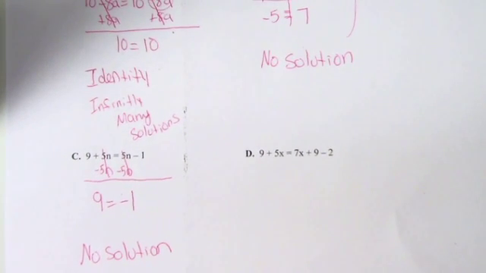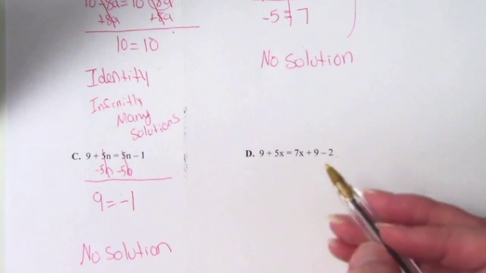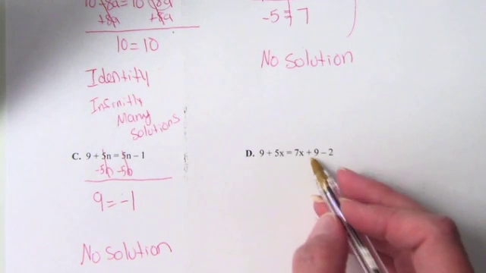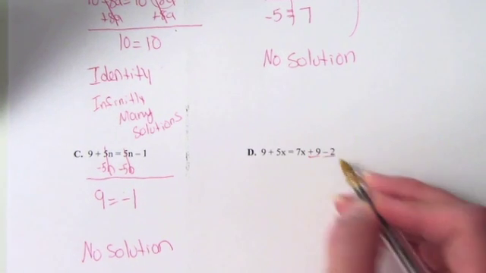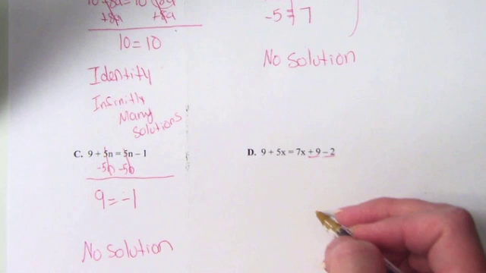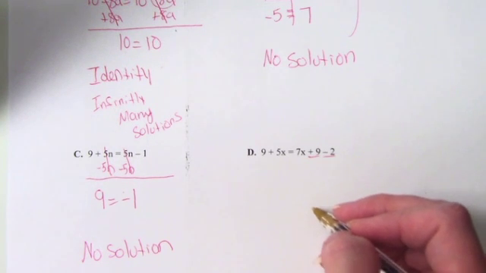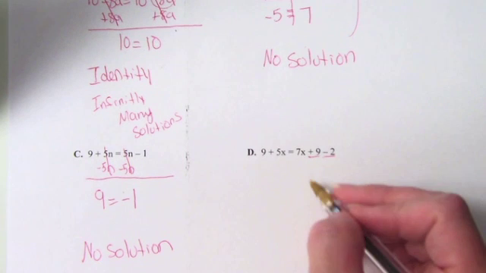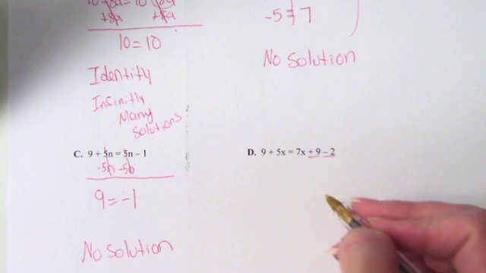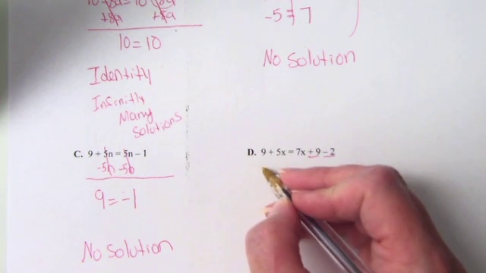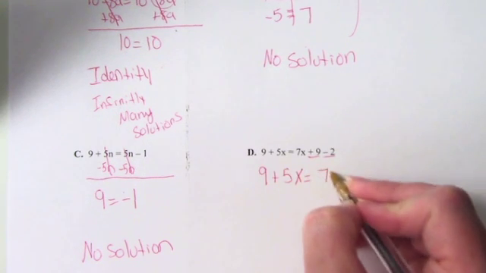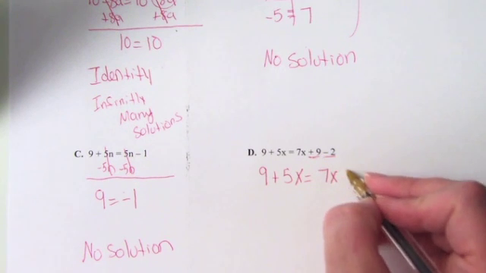All right, on number 9, we can't be moving stuff around yet because if you notice on the right side of the equal sign, we have two values that need to be put together, a positive 9 and a negative 2. You should always combine like terms before you try to start moving stuff to the left or the right. So if we look at this, I believe this one's going to give us a solution, but let's go ahead and combine our like terms. We get 9 plus 5x equals 7x, and then 9 minus 2 gives you plus 7.